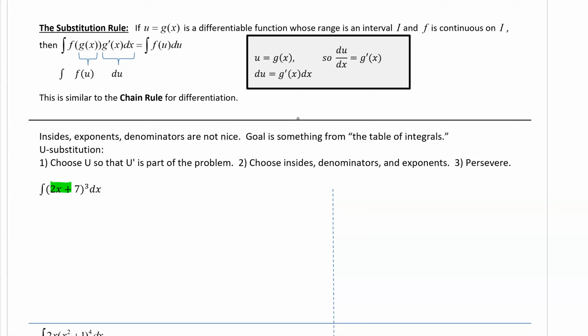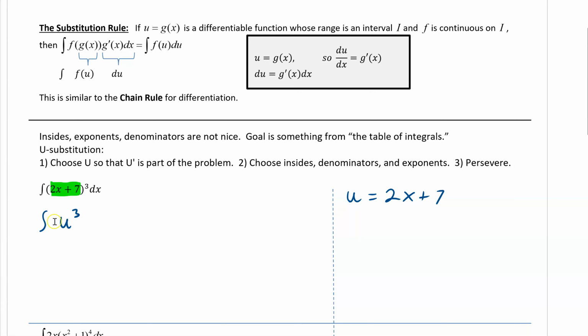We take the inside, and whatever that is, we call that now u, because we don't want to distribute that 3 out and go 2x plus 7 times 2x plus 7 times 2x plus 7. It's too big, too much work. So if we end up just calling it 2x plus 7, then we end up with this.